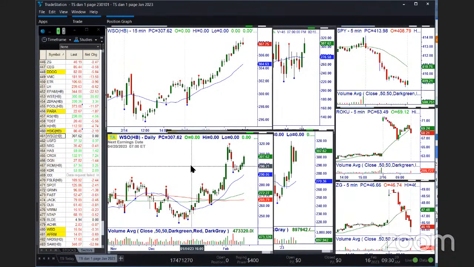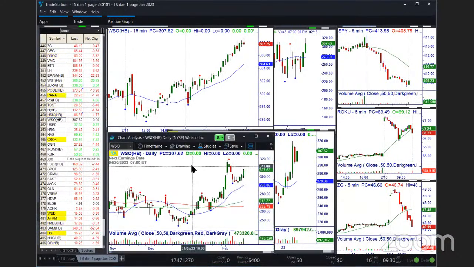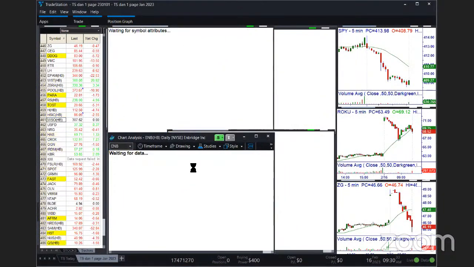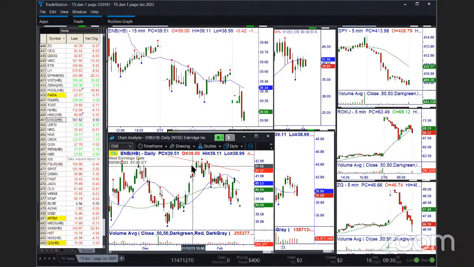WSO, I don't see any prints yet. ENB. It's down 4 bars, Thomas. Not my style. In the market, it's down a lot pre-market, so you have to be careful. Well, I had different strikes.